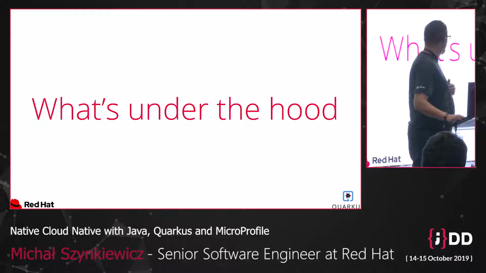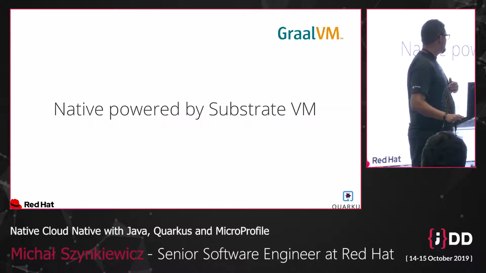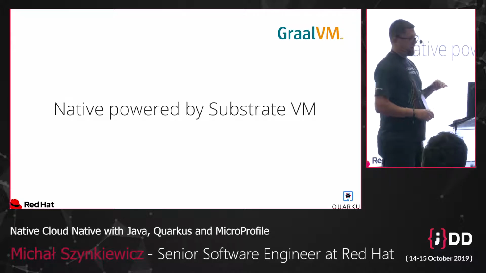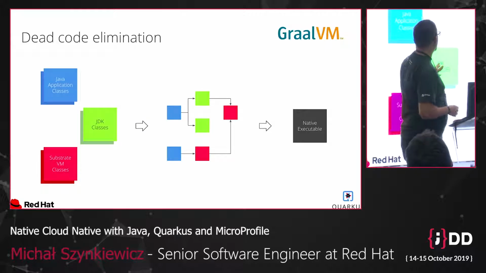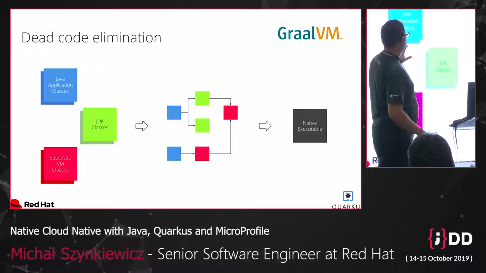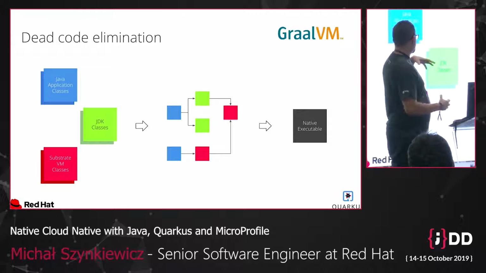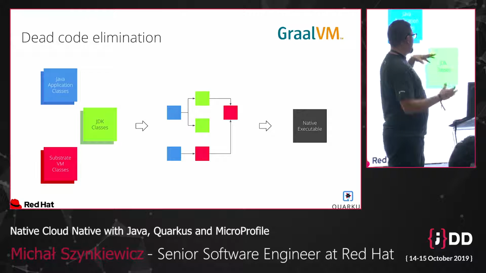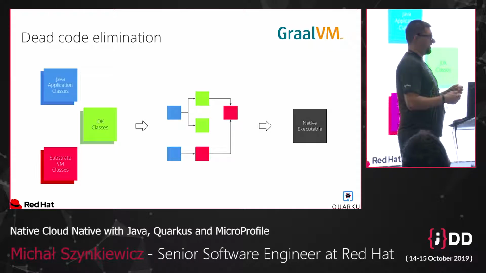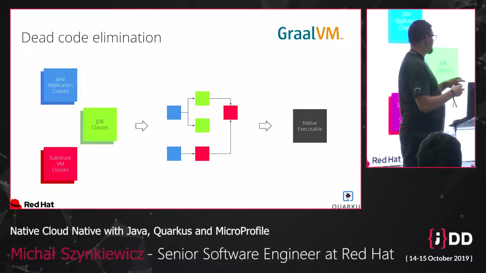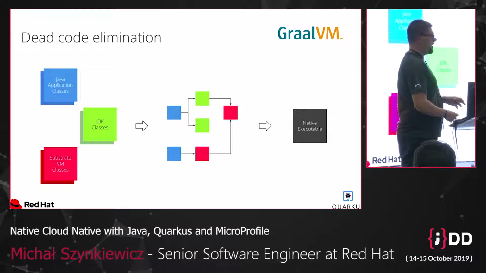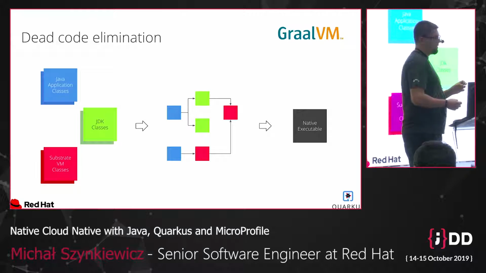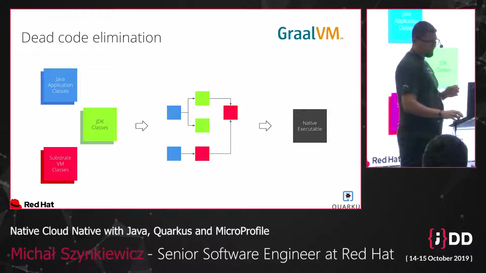So now let's jump to what's under the hood, how it actually works. As I said previously, the native execution is from GraalVM, Substrate VM. This is how it basically works. GraalVM takes all the JDK classes, your application classes, etc., and then analyzes the graph of what's going on in the runtime and produces a native executable. And by the way, it eliminates any unused classes, fields, etc. That's why we use much less memory in the runtime with the native binary.